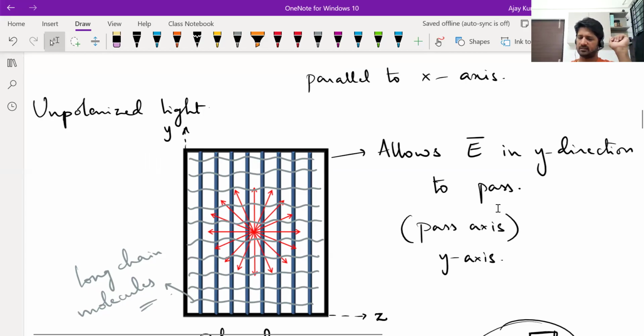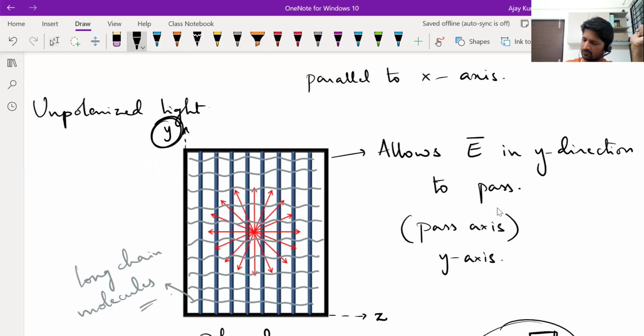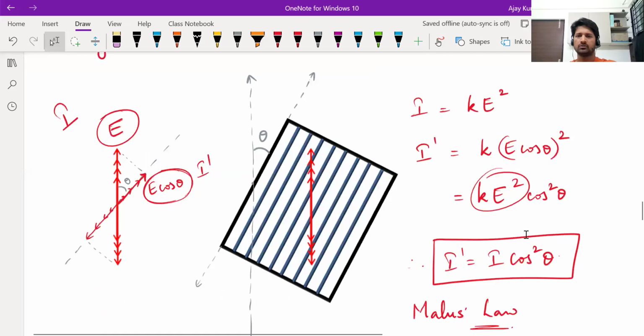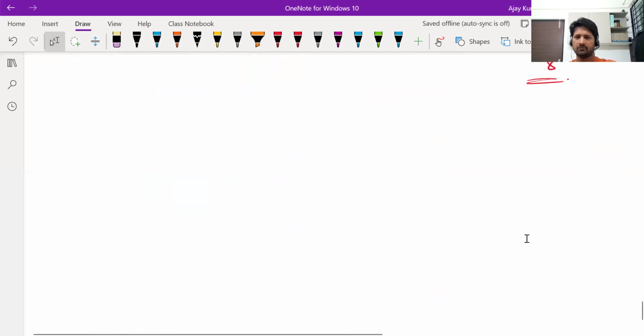Molecules are in the, okay, I should say z direction actually. You can see this is y and we considered this as z. Molecules were in the z direction. So z component of electric field is absorbed, only y component is allowed to pass. Okay. There is another way also to produce polarized light. We call that polarization by reflection.